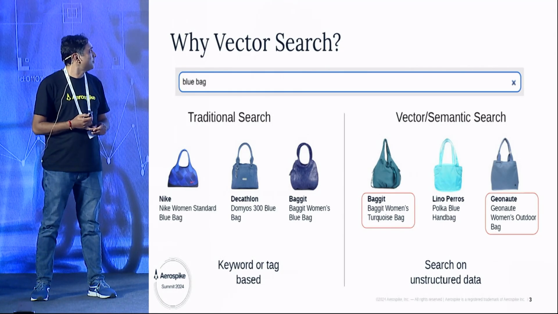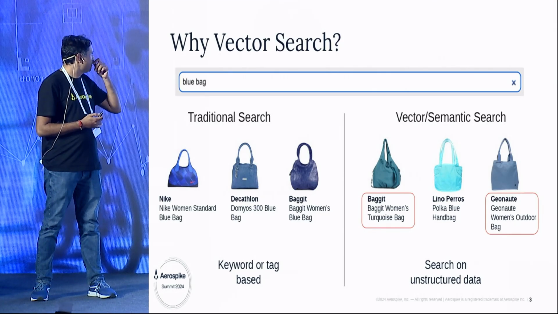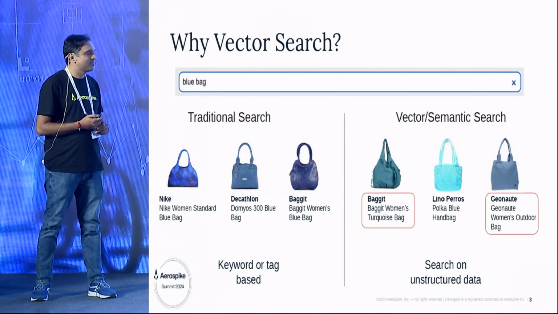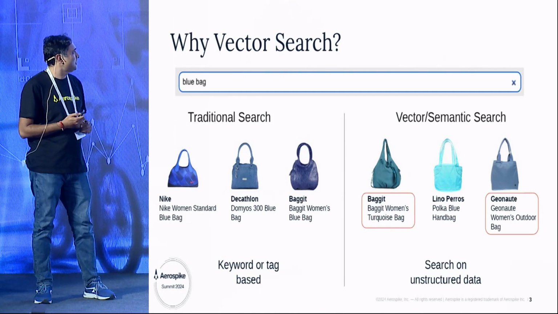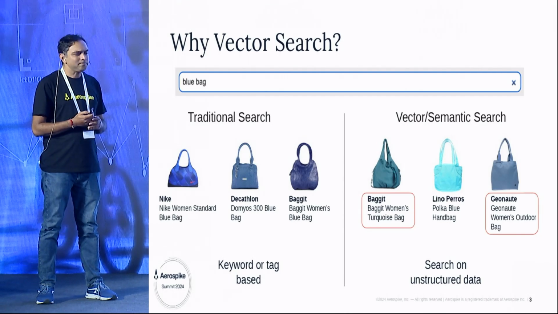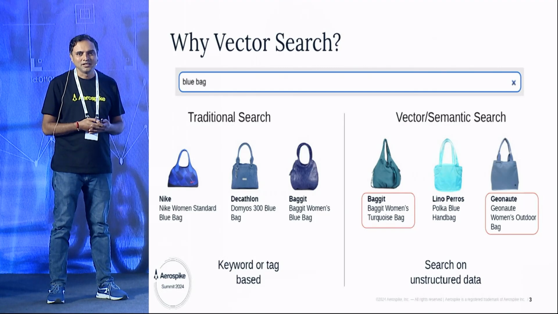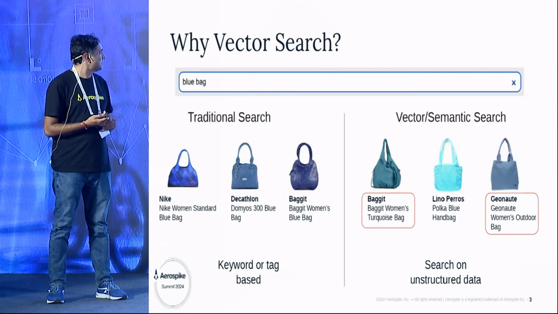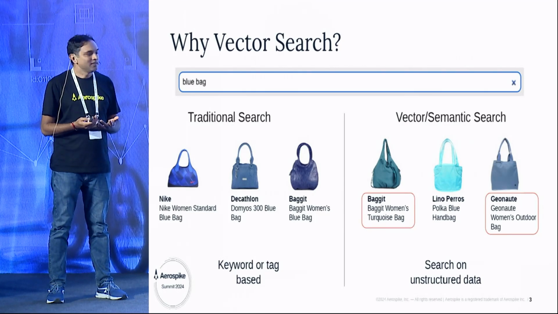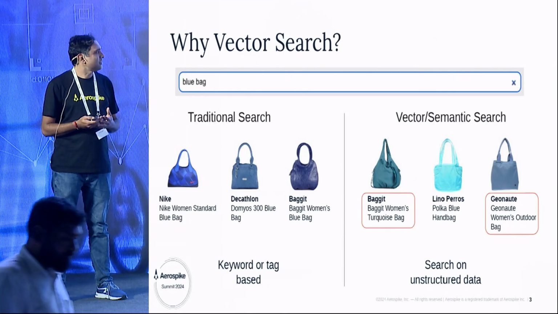And what you see on the left is the result that might be returned from a traditional search implementation. Here you see that there are a bunch of blue bags that are listed. But the way traditional search works is it's based on keywords, associated tags, and labels that have been ingested along with your data. The data could have been scraped from the web, could have been crawled using some API, or could have been manually entered. But all of it relies on having high quality annotated data.